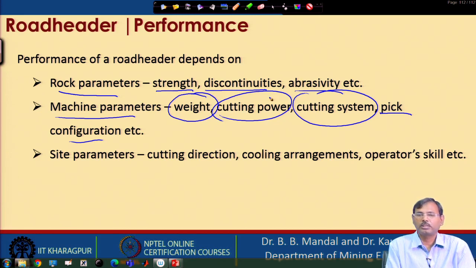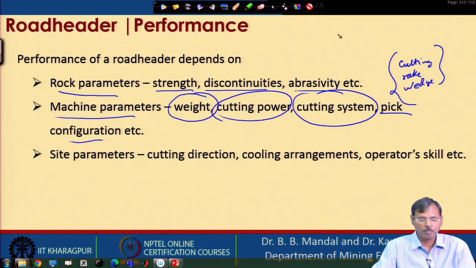Cutting power is the rotary cutting head power, the speed of the rotation basically gives more drag force to that. So, that is why cutting power and cutting system are important for milling and ripping type systems. These are very important, and pick configuration is basically how much is the cutting angle, how much is the rake angle, how much is the wedge angle. These are very important while the cutting operations are considered in that case.